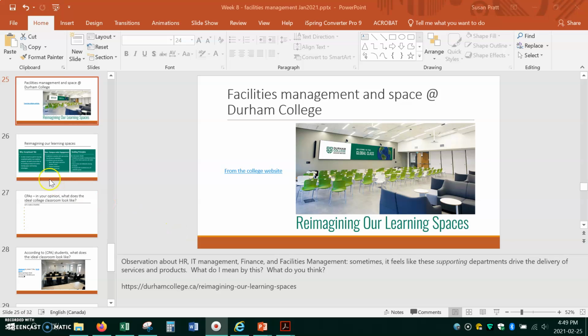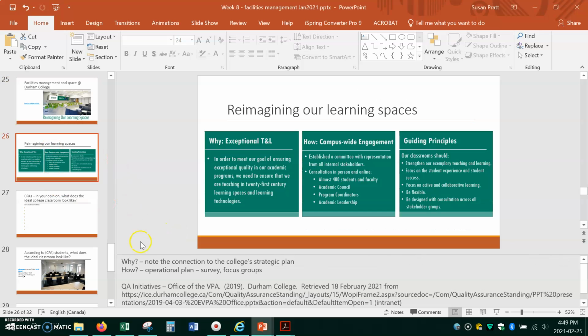So this is kind of the ideas, the principles that they came up with about what classroom space should look like at Durham College. And you'll see some of it is tied to our strategic plan. So everything you do in an organization should be tied to that strategic plan. Then you got the operational side, how they operationalized this, what they specifically did to determine what the learning spaces should look like, and this is what they came up with.